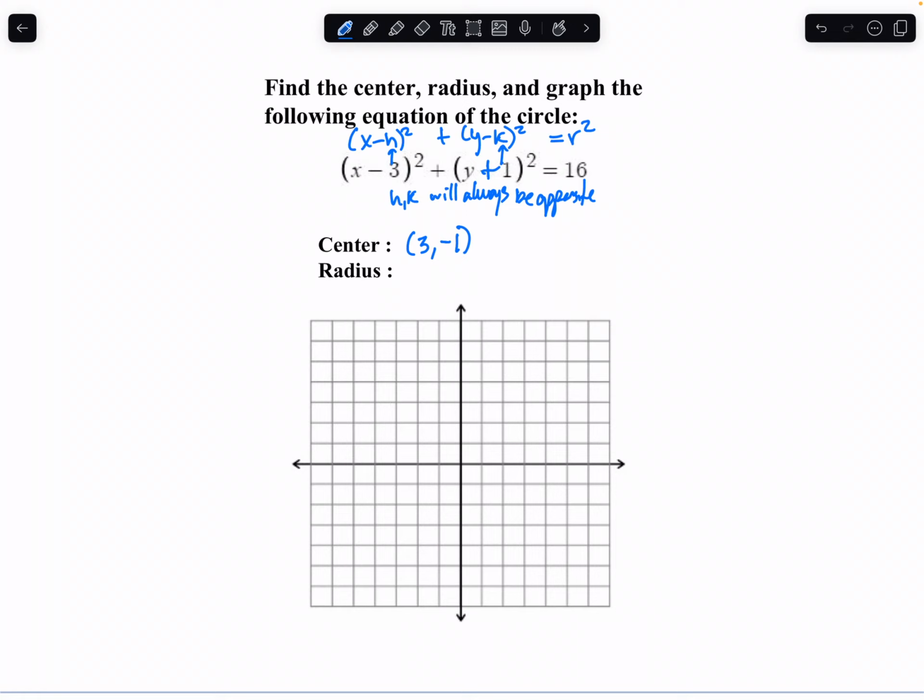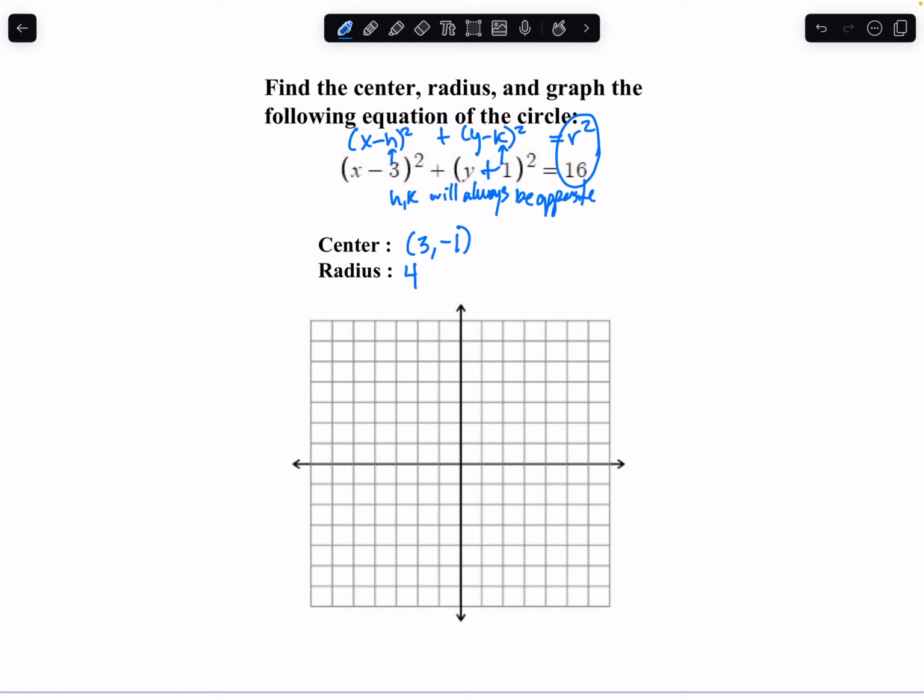The radius, before when we were given the radius, we always squared the value. So instead of squaring it, we're going to unsquare it, which is the square root. So the square root of 16 is just 4. Now that we have our center and our radius, we can graph it.